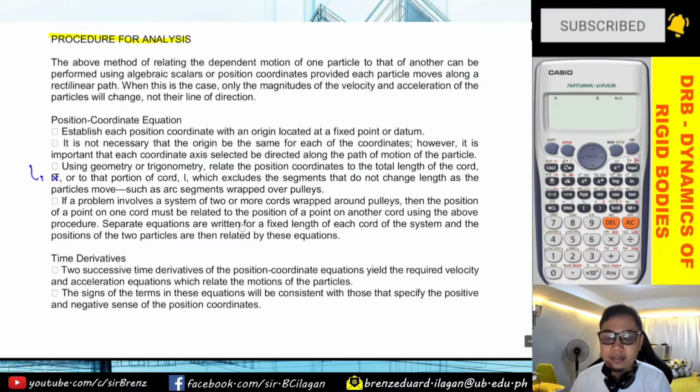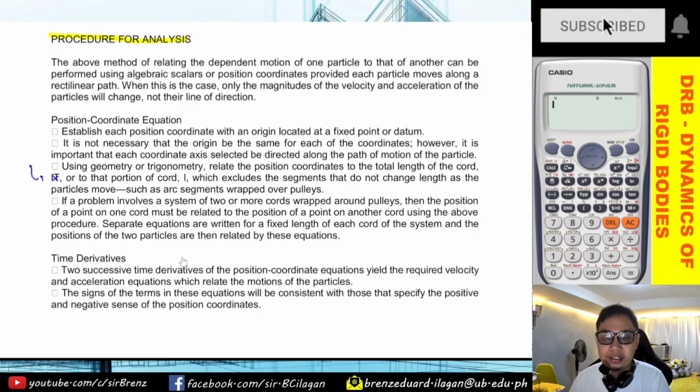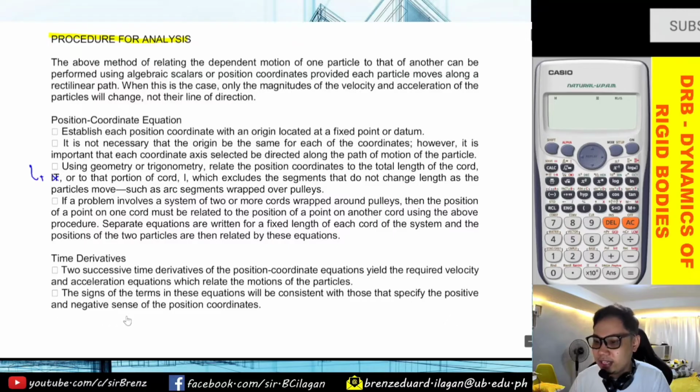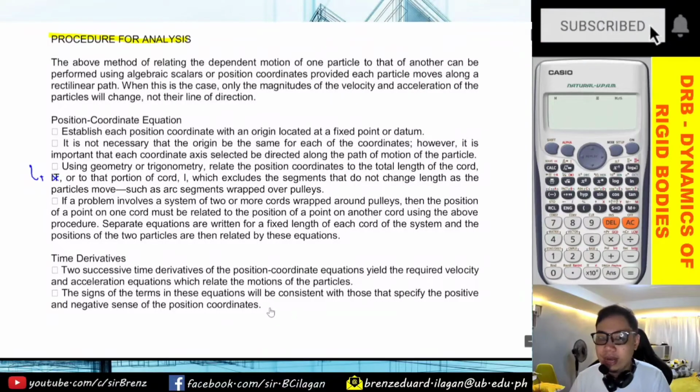So sa unang derivative, ano ang makukuha natin? So that is for the velocity, and for the second derivative, dun mo ma-yield yung equation for the acceleration. So ang ginagawa mo lang naman dito is yung relationship between body A and body B. So the signs of the terms in this equation will be consistent with those that specify the positive and negative sense of the position coordinates. Okay, para mas lalong maunawaan, mas maganda kung mag-solve tayo ng example.